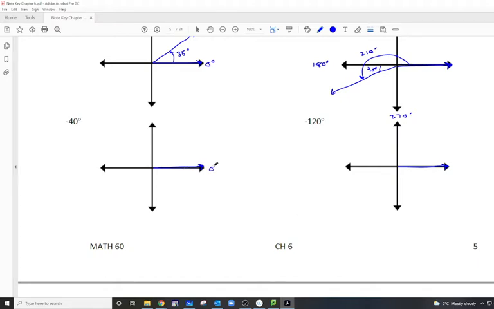Okay, so for me, I still know that this is 0 degrees. I now know this is negative 90 degrees. So negative 40 is almost halfway between 0 and negative 90. So I would go like this. I'd say negative 40 degrees, and this is in quadrant 4. Negative 120, I would do the same thing. So this is negative 90. This is negative 180. So I know that negative 120 is between negative 90 and negative 180, which tells me this is going to be in quadrant 3.